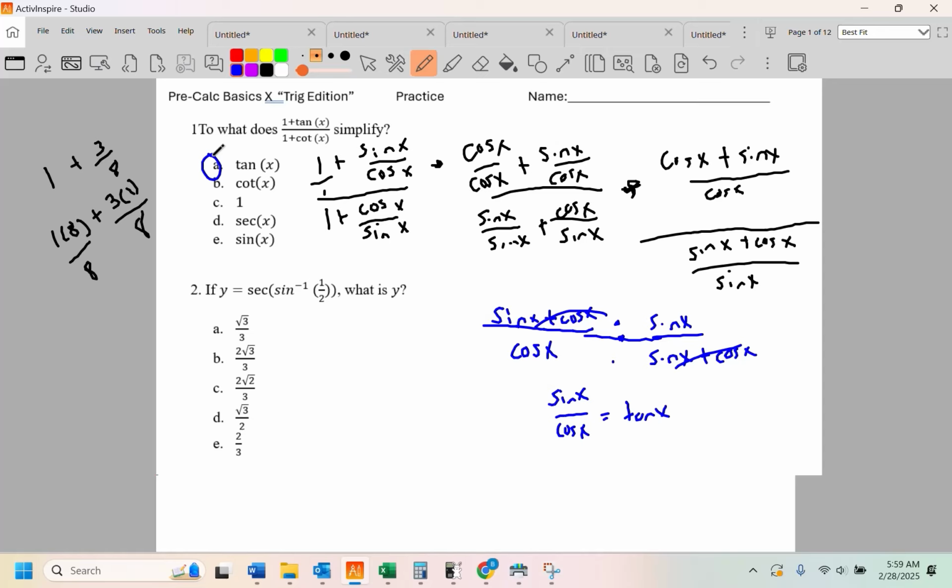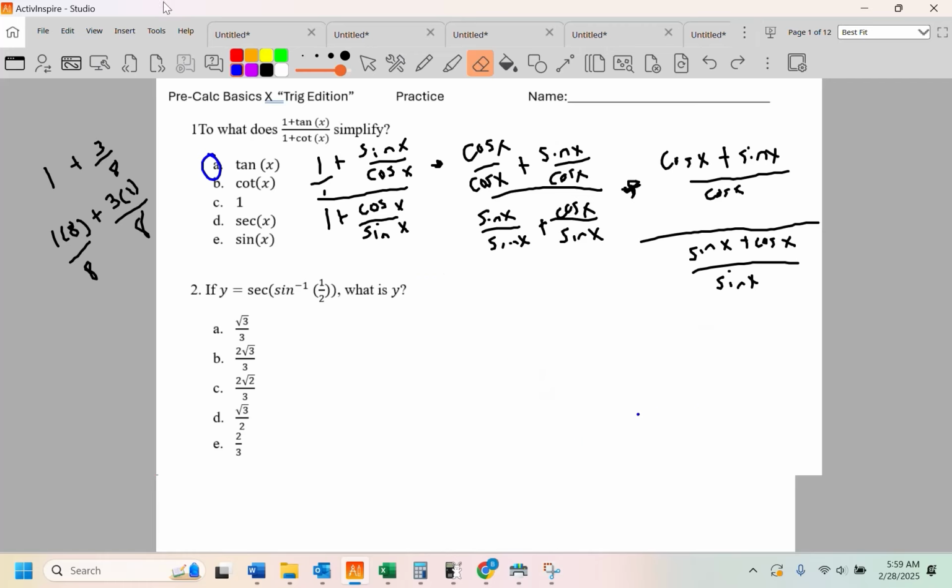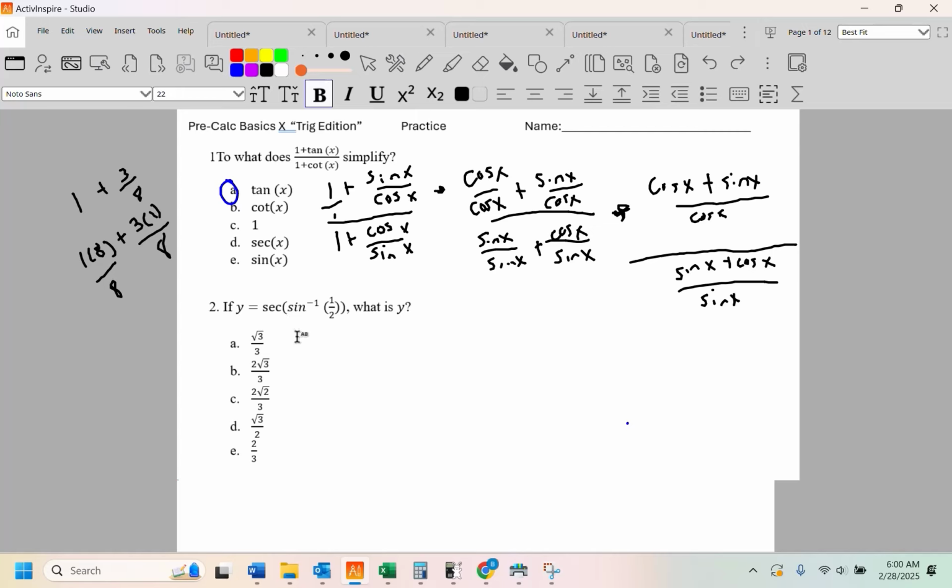All right, number 2 is something I have not done with y'all. It's coming, and they're not hard. It's just a good time to introduce it. And a basics quiz is actually a perfect place to introduce it. So let's look at what this thing is asking us. It says, if y is the secant of the arc sine of 1/2, what is y?